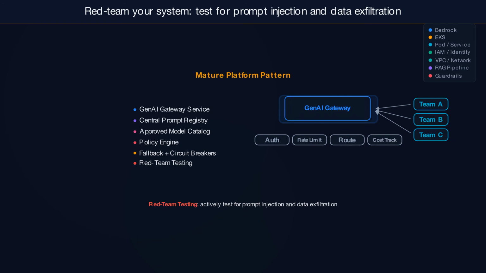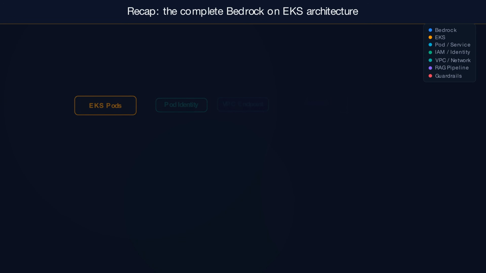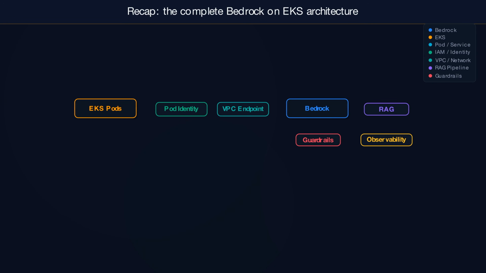Let us recap the mental model. Your EKS microservices sit in private subnets, authenticated through pod identity, no static keys, ever. They reach Bedrock through VPC endpoints. Traffic stays private. The Converse API gives you a unified interface across all foundation models. RAG grounds your answers in real data through embeddings and vector search. Guardrails filter content, but your app handles authorization.